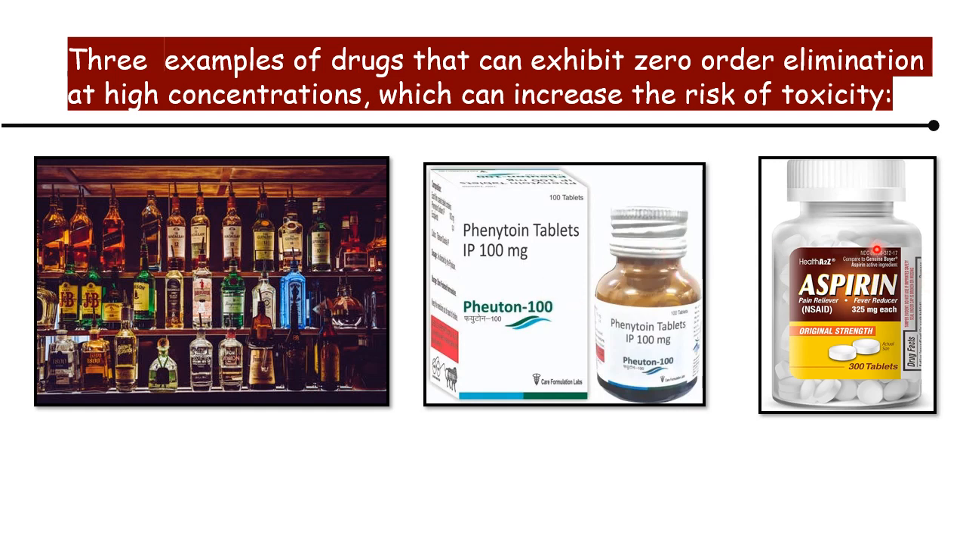Aspirin, as we know, is a non-steroidal anti-inflammatory drug, NSAID, that can exhibit zero order elimination at high dose. When a patient takes a high dose of aspirin, the enzymes responsible for metabolizing the drug can become saturated, leading to zero order kinetics. This can result in the accumulation of high levels of aspirin in the body, which can cause toxic effects such as stomach ulcers, bleeding, and even kidney failure.